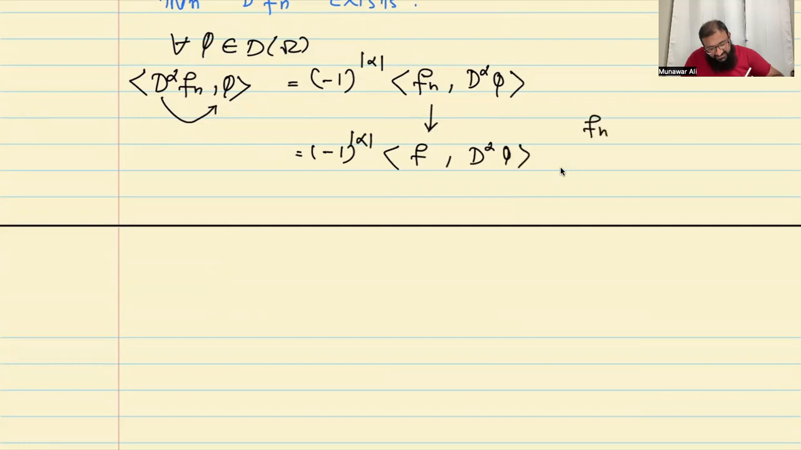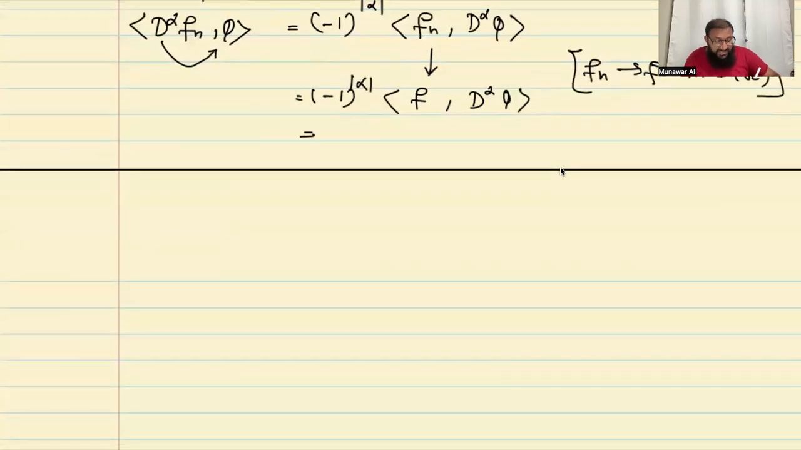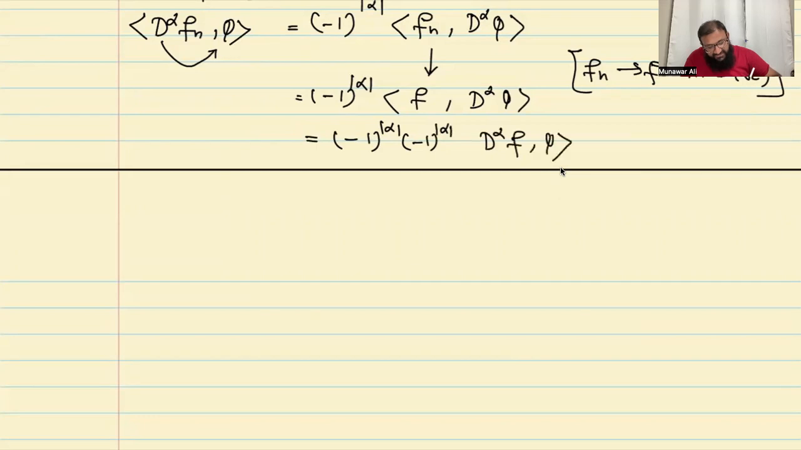So Fn converges to f in D prime of omega. I'm using this property here. Now I can just take the derivatives back, and I can remove this (-1)^alpha simply. You know very well, I'll be getting (-1)^alpha times (-1)^alpha, derivatives of f operated on phi.